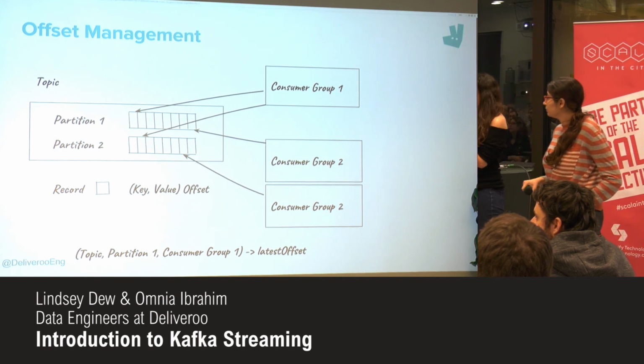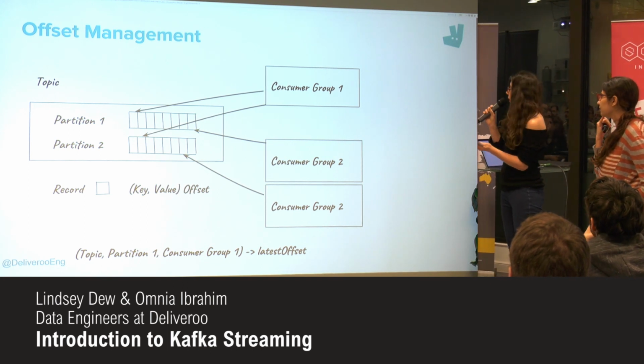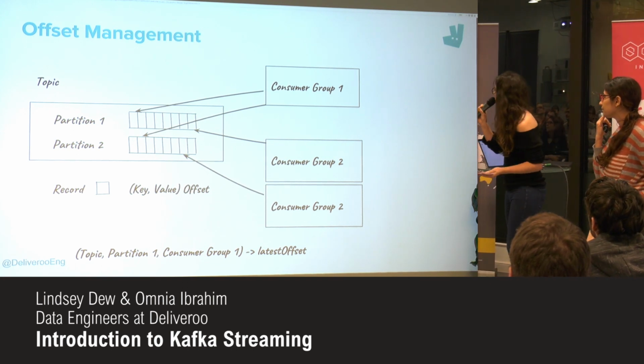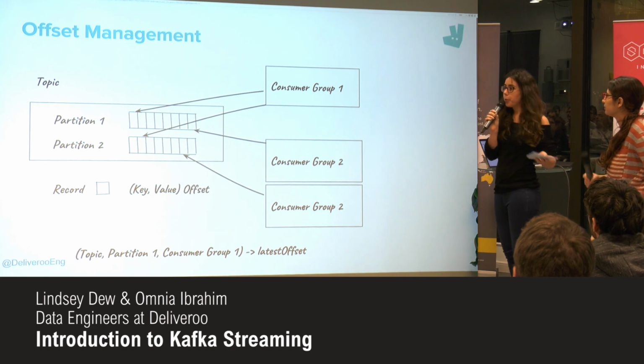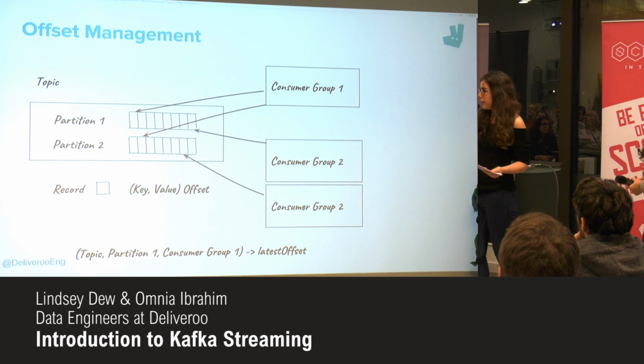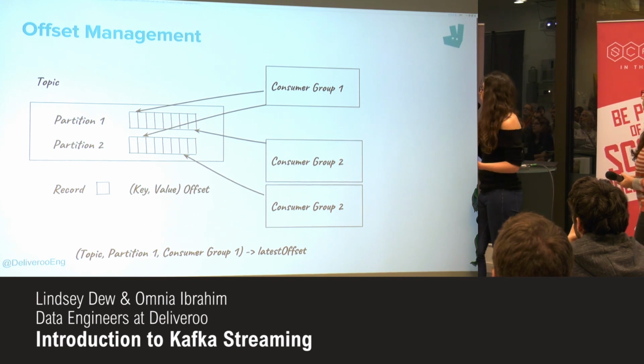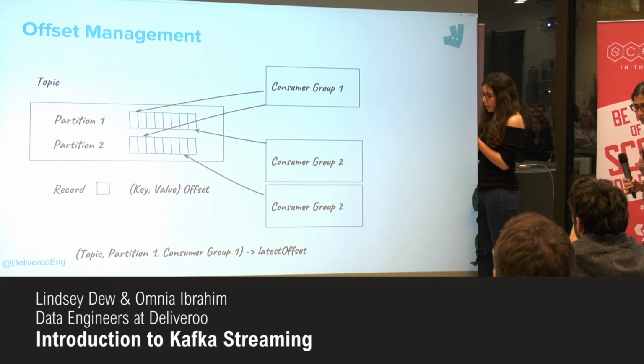Topics can be read from a consumer group. Partitions are assigned to instances running in a consumer group. So in the first example, we've got consumer group 1. There's just one instance running, so both partitions are assigned to that one. In the second example, there are 2 instances running, so each instance has 1 partition each. And this is how Kafka scales consumer groups horizontally.